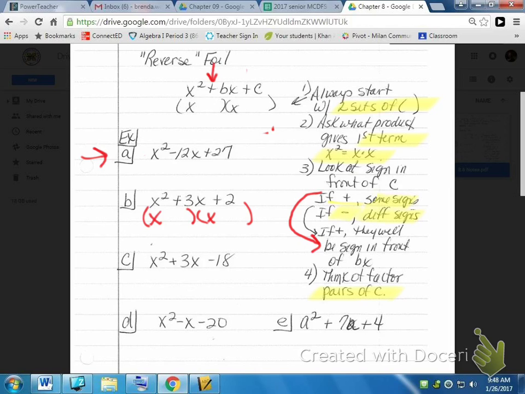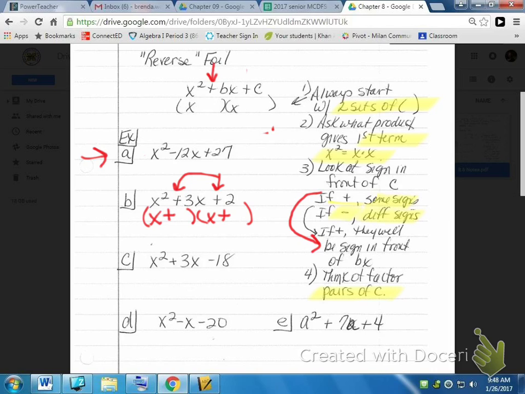All right, now, step 3. Look at your sign in front of C, right here. It's a plus again. That tells me same signs. To tell which sign it is, you look right here. So what am I going to put in both my parentheses? Plus signs. Good job.